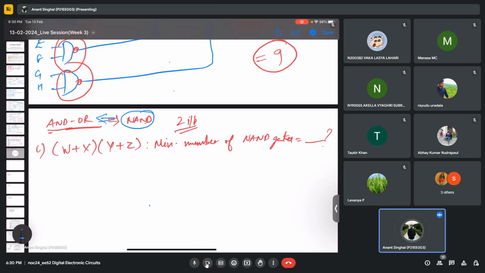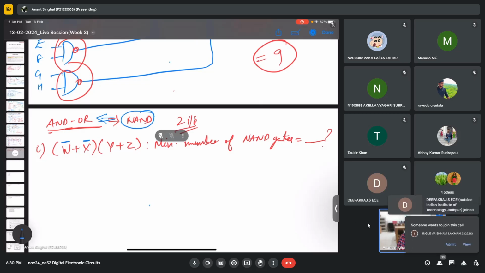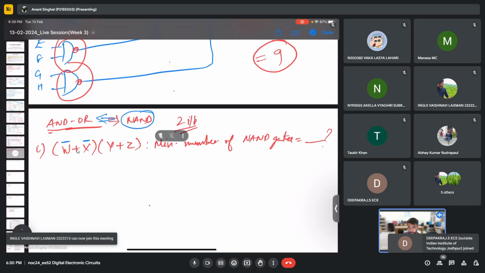So let me make it easier for you. Let's say I've given you w complement plus x complement instead of w plus x. Now let me know the minimum number of NAND gates. So please pay some attention. I have changed the question. So it is w complement plus x complement times y plus z.